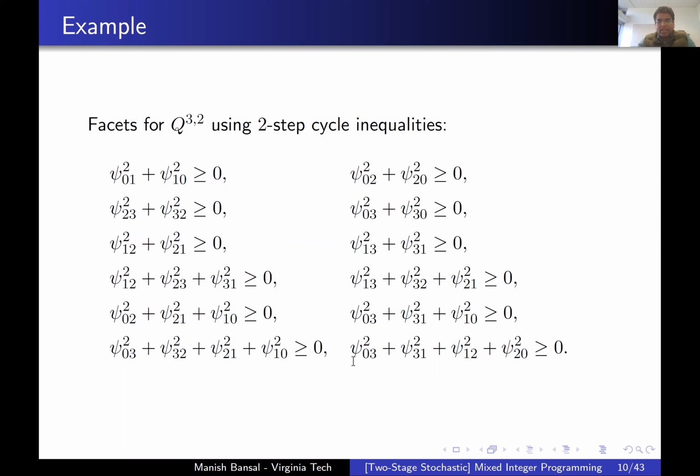Now, I consider the sum of these psi functions associated to the arcs in a cycle. Let's say I pick a cycle 0, 3, 3, 1, 1, 2, 2, 0. So this is a cycle I obtained from that graph. If I sum these psi functions associated to that and set this greater than or equal to 0, it will give me a facet for this example.